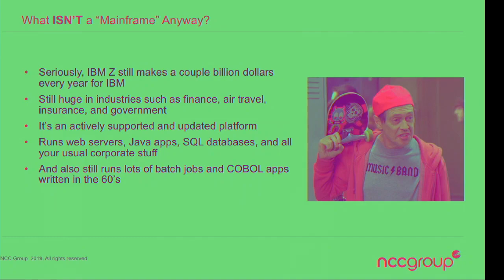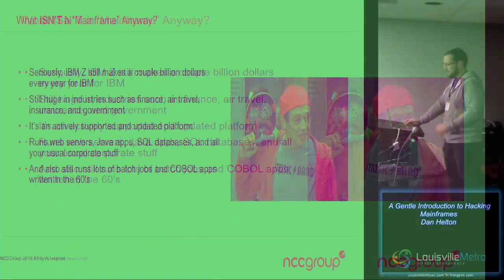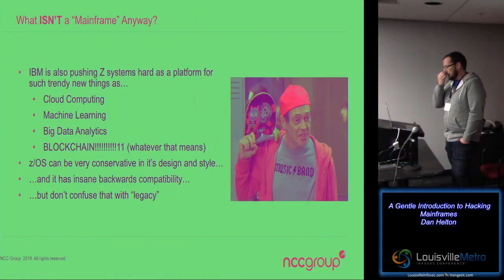But yeah, you do also still see stuff like batch jobs that were written in the 1960s, because that's part of that backwards compatibility. Stuff you wrote in IBM System 360 assembler in 1968 should still be able to run on a modern mainframe with little or even no modification. And they're also pushing it in other places. They've tried to push z/OS hard for cloud computing, for blockchain, all the trendy stuff.